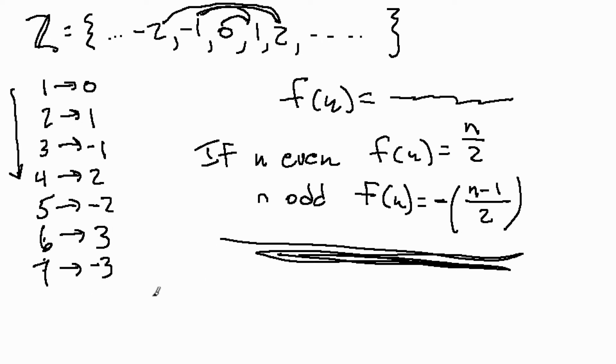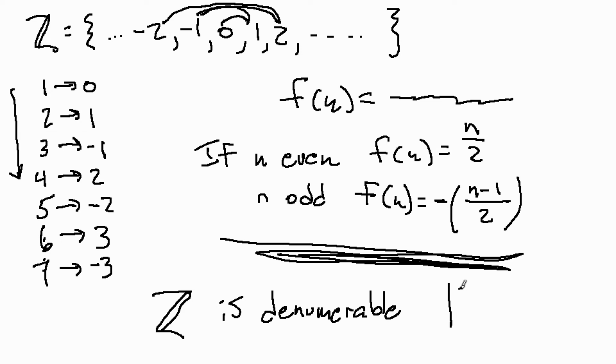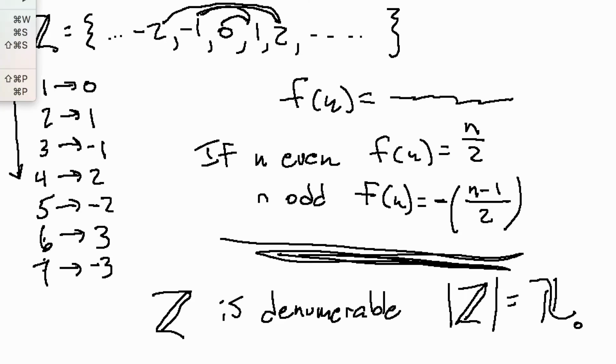Okay, so what's our conclusion here? Z is denumerable. Or in other words, the size of this set is again equal to this thing called Aleph null. Okay? Moving along.